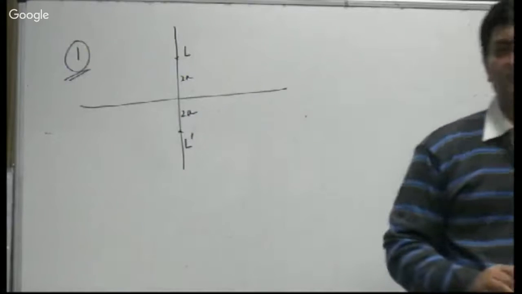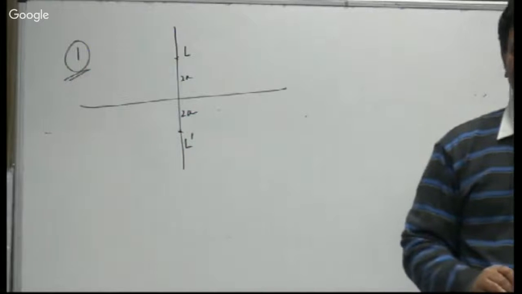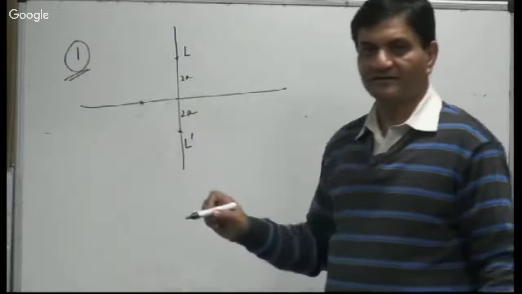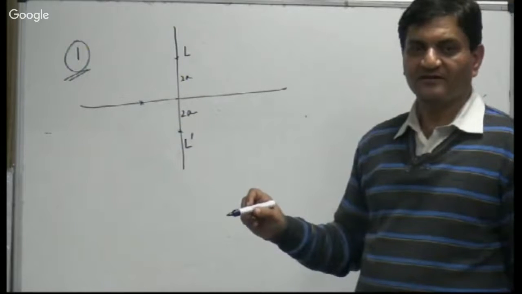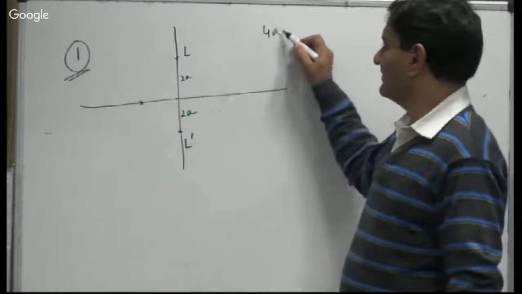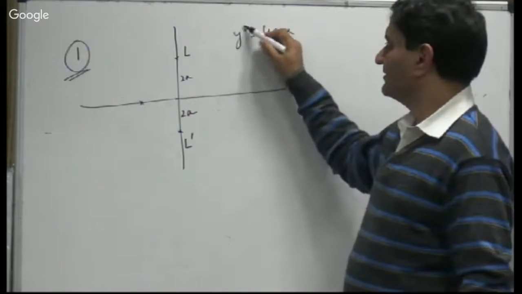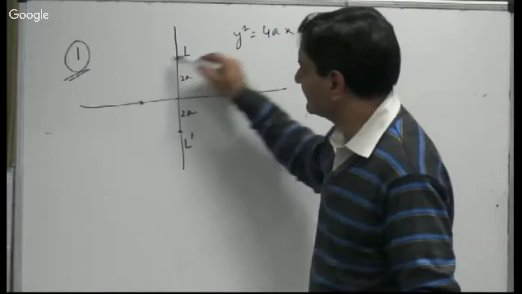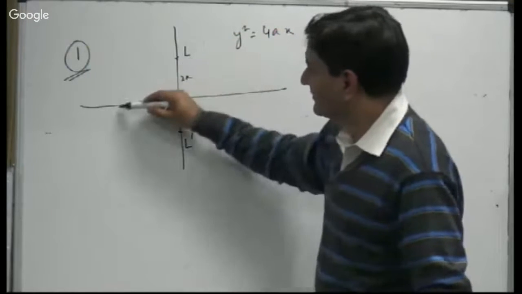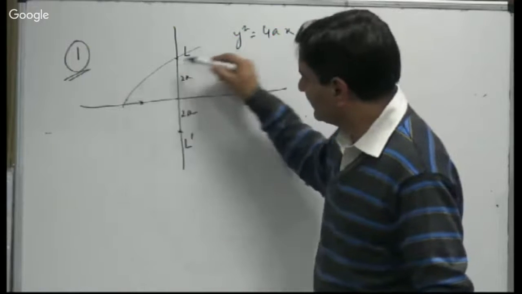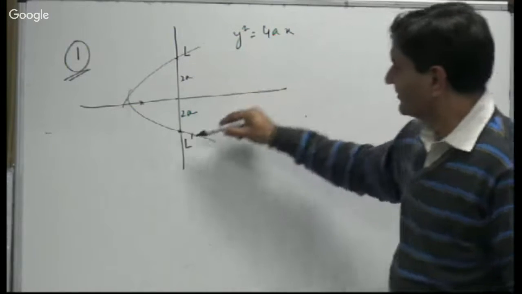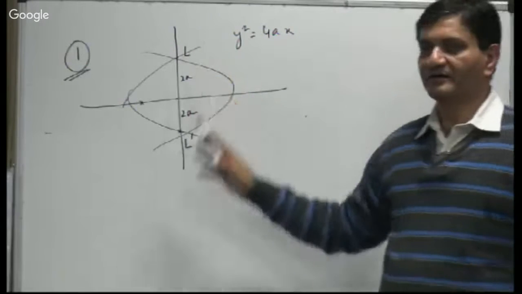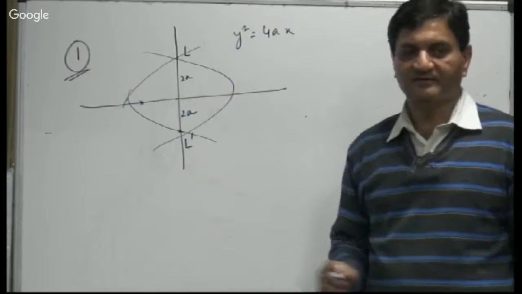And what will be the coordinates of the focus? (a, 0). So either the focus can be on this side, right? See, if it is y² = 4ax, the two shapes can be like this, either this way, or y² = -4ax. So there will be two parabolas, one like this and the other. For both of them, the latus rectum will be the same line.